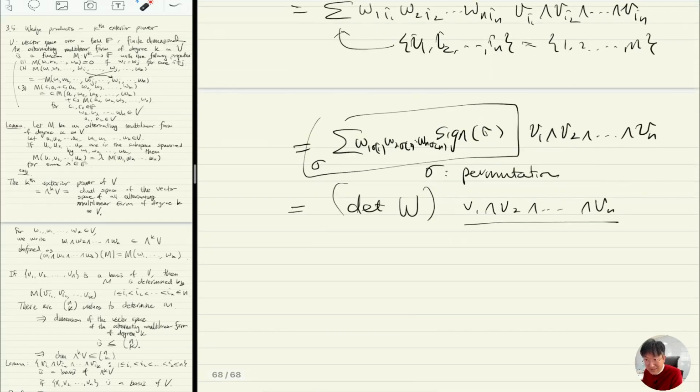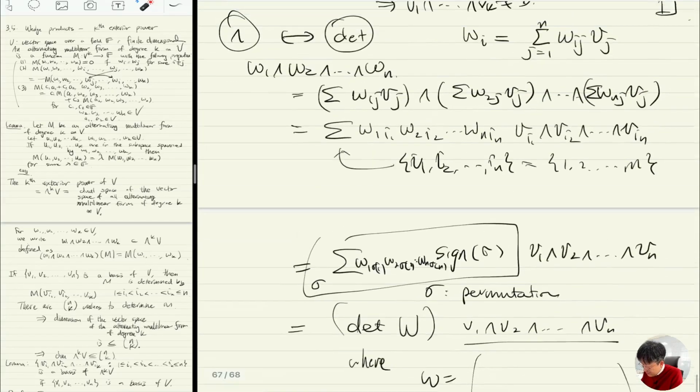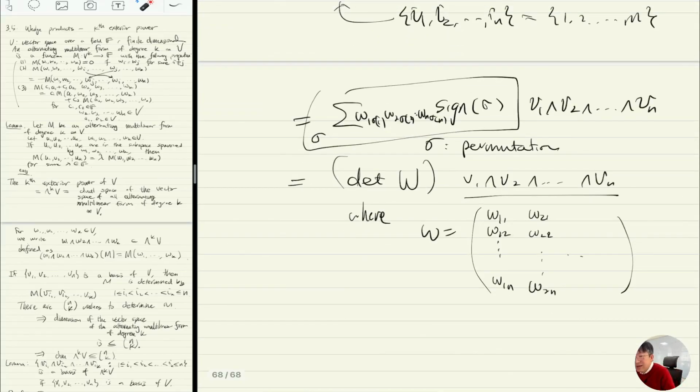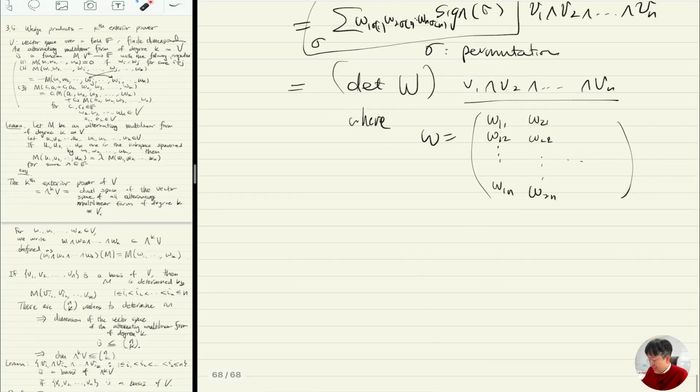and this is a basis of a dimension 1 vector space, and the determinant of w, where w is really this matrix w11, w12, and so on. Right, so the nth exterior power gives you the determinant. All right.